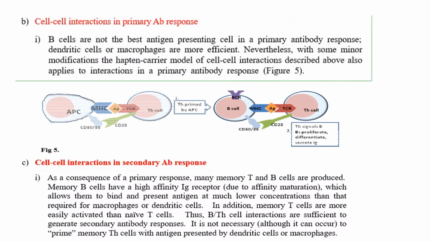Now, cell-to-cell interaction in the primary antibody response. B cells are not the best antigen-presenting cells, as we said in previous lectures.